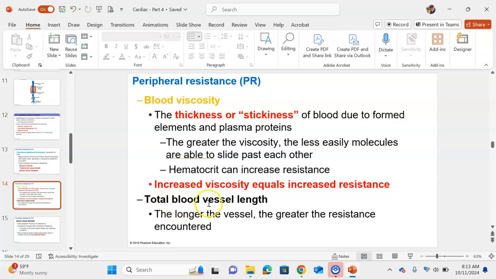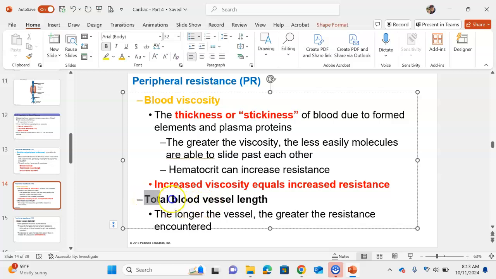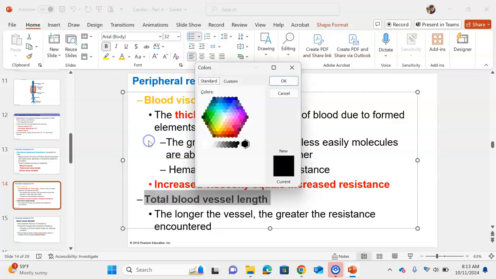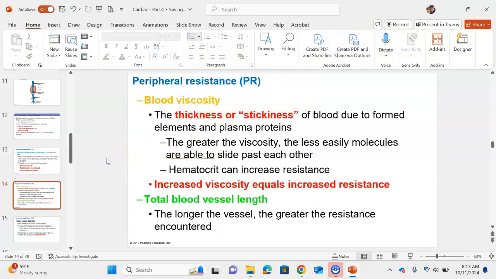All right, blood vessel length. Let's change that one, and let's go a nice little happy bright shade of green there. All right, so blood vessel length. The longer the vessel, the greater the resistance encountered. The further that blood has to travel through a blood vessel, the more it comes in contact with the vessel walls. That's going to increase the friction in the blood, which is increasing resistance.